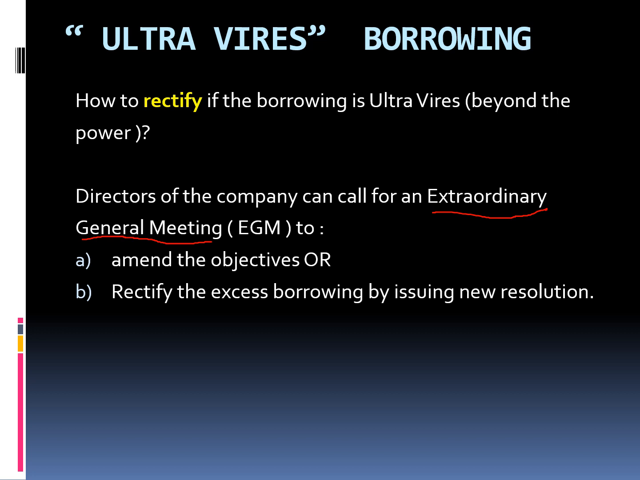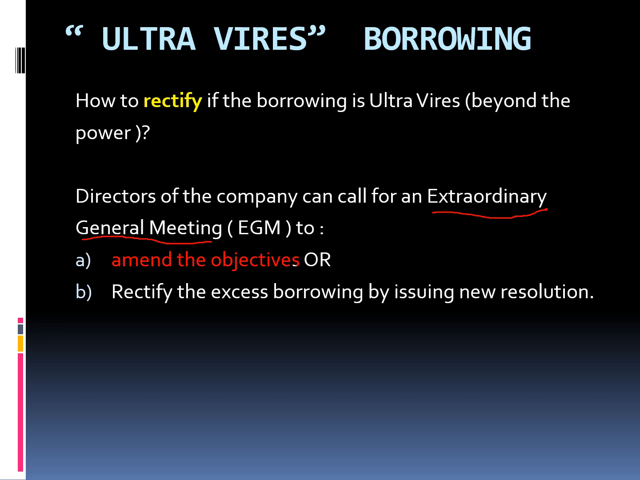EGM ni tujuan dia adalah pertama sekali adalah untuk amend the objective. Kenapa nak amend the objectives? Sebab kita tahu tadi ultra-vires borrowing berlaku bila mana pinjaman yang dibuat oleh directors, okay, the borrowing made by directors is against the objective in the memorandum of association. That's why you have to amend the objective. Okay, this is number one.